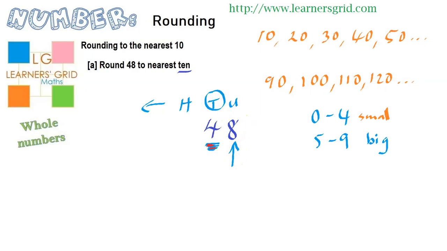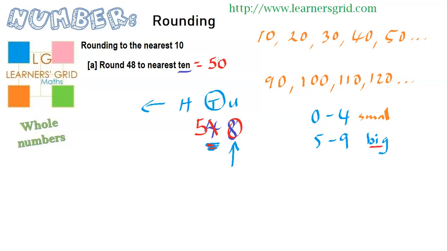Okay, so let's play that through, shall we? In 48, we look to our indicator digit, which in this case is the units. It's large, it's big because it's from 5 to 9. That means this has to become a 5, it goes up, and then this becomes a zero. So rounding 48 to the nearest 10, the answer is 50.